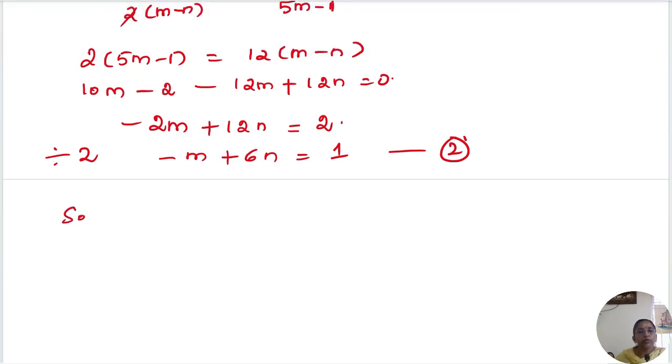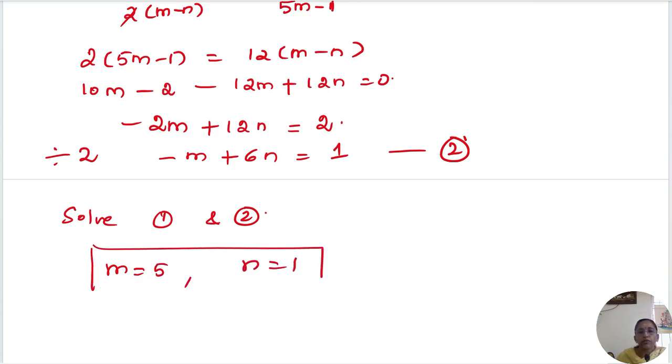And then solve equations number 1 and 2 either by the substitution method or by the elimination method, so that you will get the answer m is equal to 5 and n is equal to 1. So this is our requirement.